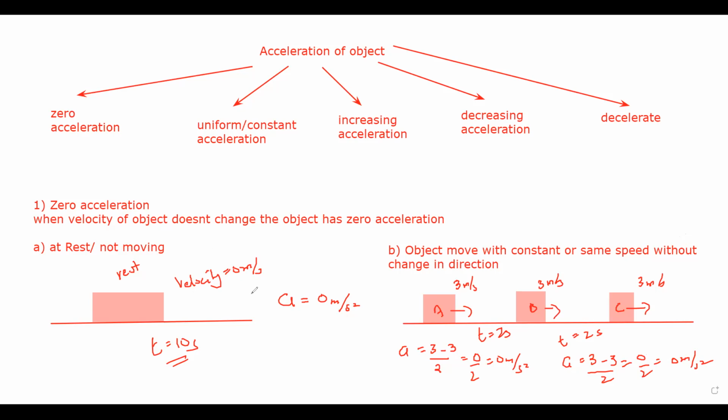So we have two possibilities of zero acceleration. Either the object is at rest, and we say it has zero acceleration, or the object is moving with a constant speed, does not change its speed, and we also say it has zero acceleration. Is it clear? That was the first part, the concept of zero acceleration.